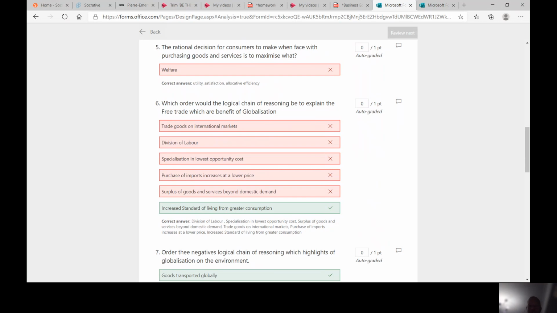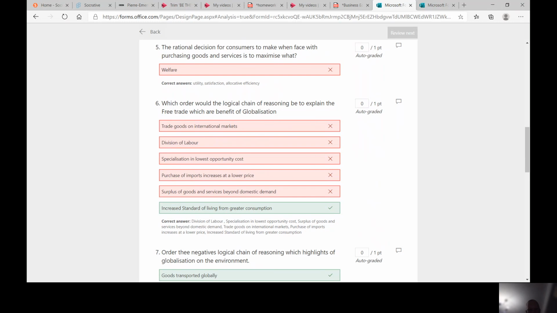Which order would the logical chain of reasoning be in to explain free trade as a benefit of globalisation? So the first thing that has to happen is division of labour. People have to be given specific roles or specific industries to divide up the economy. Specialisation is the next key part. So specialisation and lowest opportunity cost means that you then repeat that, perform that, do one thing over and over again. This creates a surplus of goods and services beyond domestic demand. Then those goods are traded in international markets, which allows the country to then purchase imports at lower prices. And then lastly, this increases the standard of living from greater consumption.